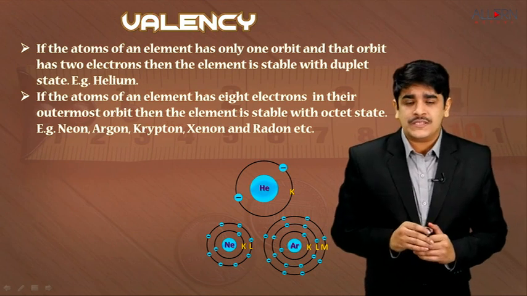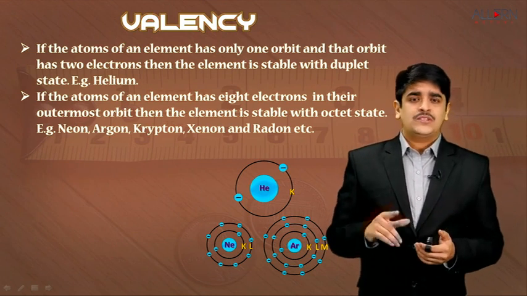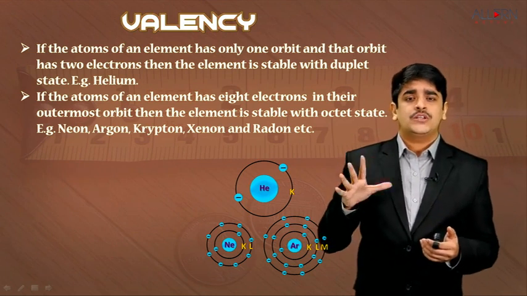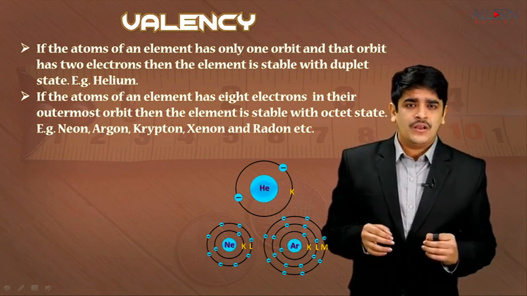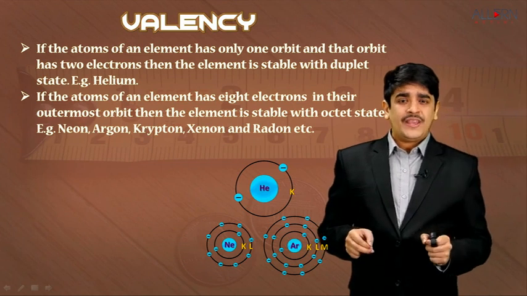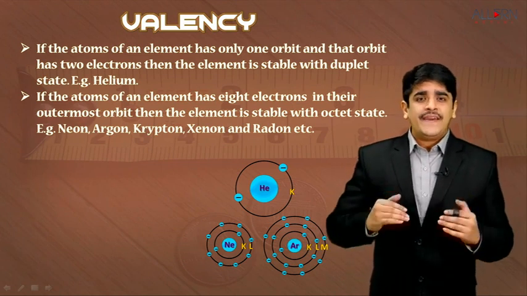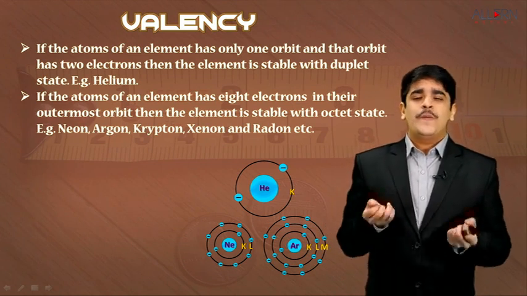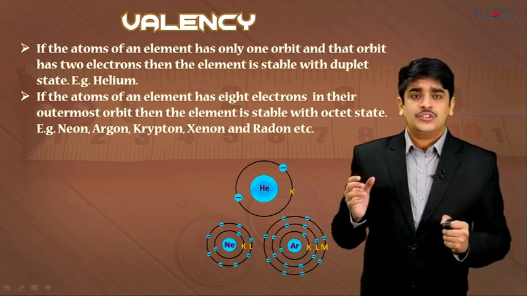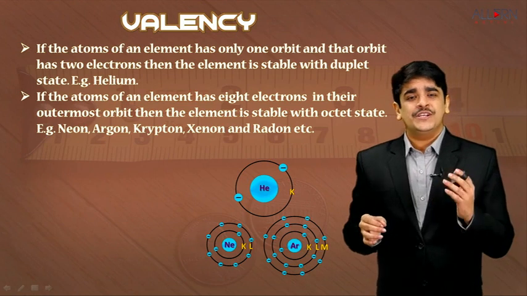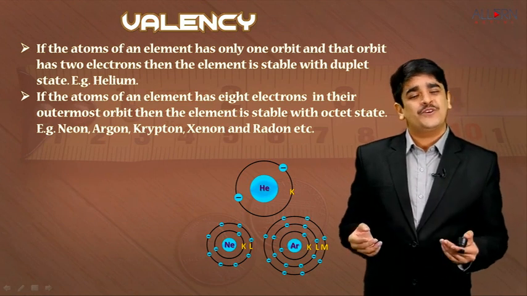And the problem is, apart from the 6 noble gases of helium, neon, argon, krypton, xenon, radon, all other elements in the entire periodic table are unstable. And to gain stability, to gain the electronic configuration of a noble gas, they will have 2 options. Either they will transfer electrons or they will share electrons, which will lead to the formation of bonds.